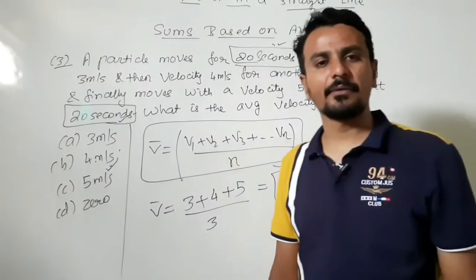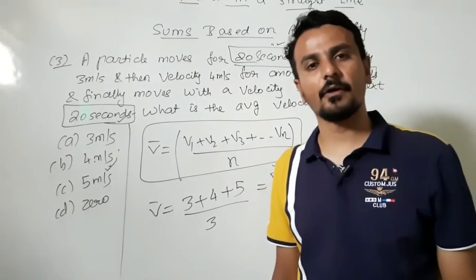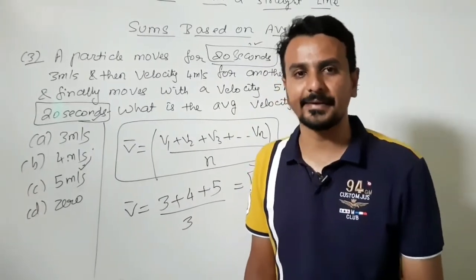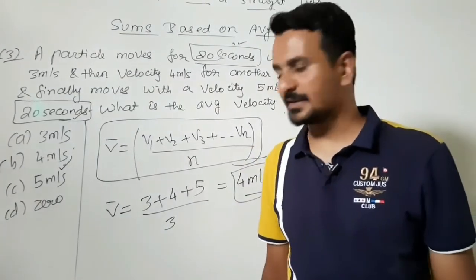Okay. So now in the next video we will discuss the position-time graph and how to find the average velocity from the graph, right? That will be discussed in the next video.